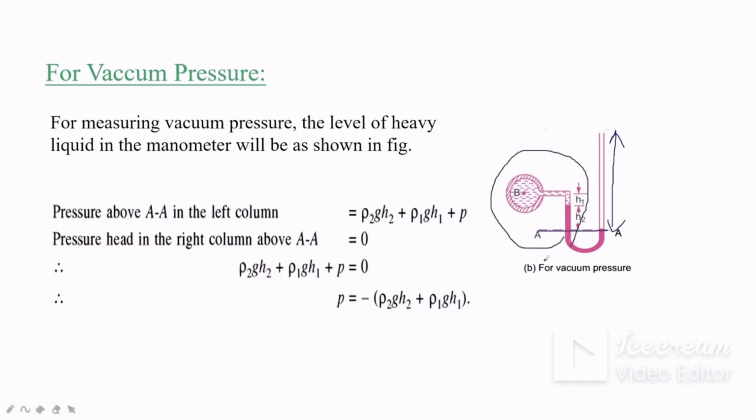See here, this is the left column, right? Next, I will clear it. So you know, the pressure above the A in the left column is what? So first, P is the pressure of the system. Okay, next, outside of the tube, so ro 1 GH1.